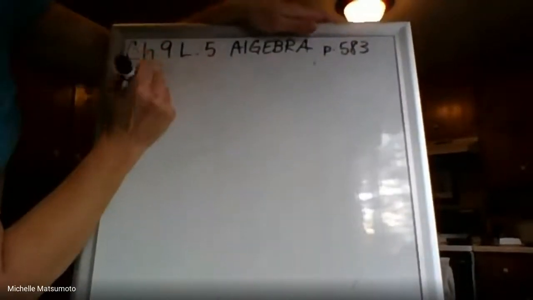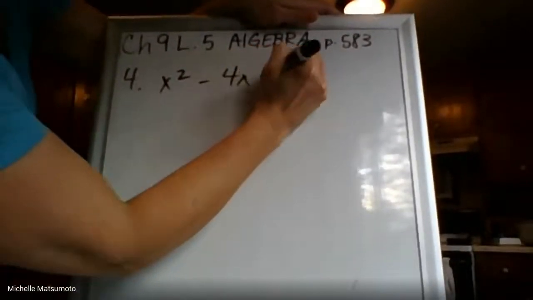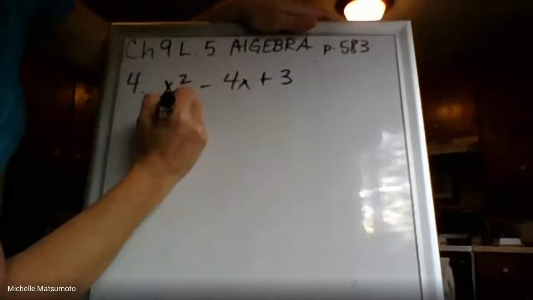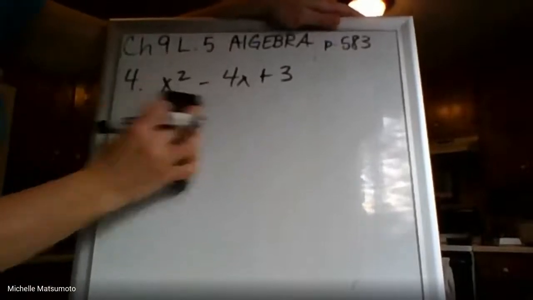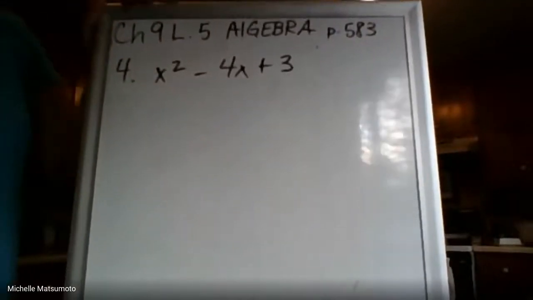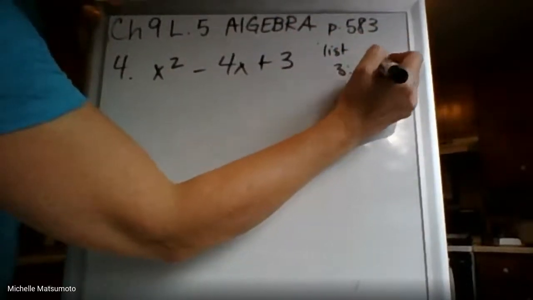All right, so your next example, x squared minus 4x plus 3. I'm going to factor this the same way. I still want to list my factors for 3, which are 1 and 3.